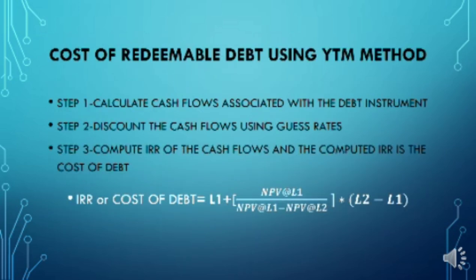Now let's see how to calculate cost of redeemable debt using the YTM method, that is the yield to maturity method. The first column mentions the year. The beginning year is considered to be year 0. Then the balance life given in the question is considered to be the last year. Next to the year column, cash flows are to be mentioned. Once the cash flows are written, the present value factor is calculated based on some guess rates. Now the present value factor is multiplied with the cash flow and we get discounted cash flow. By adding these discounted cash flows, we get NPV, that is the net present value.